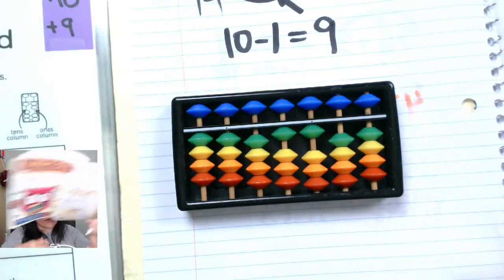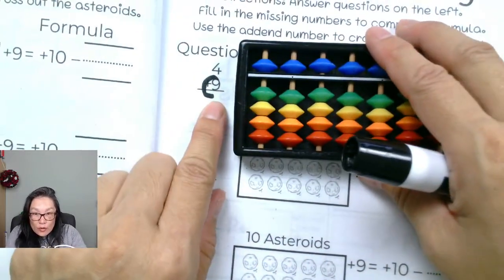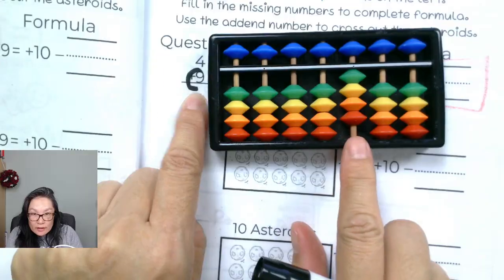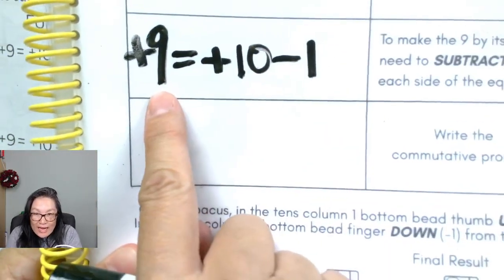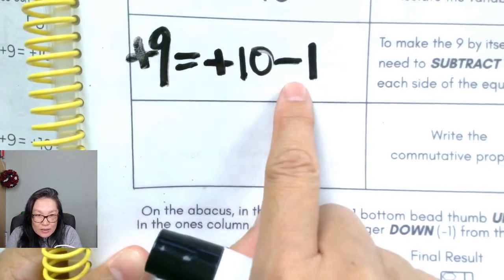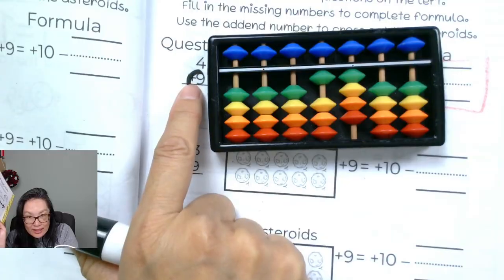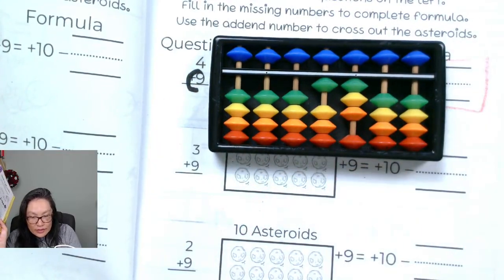So when we do it, here's another question. Let's do 4. 1, 2, 3, 4. If I want to add the 9, it's plus the 10 minus the 1. So what do I do? I plus the 10, because I'm adding the 9. And I take away the 1. My final answer is 13.